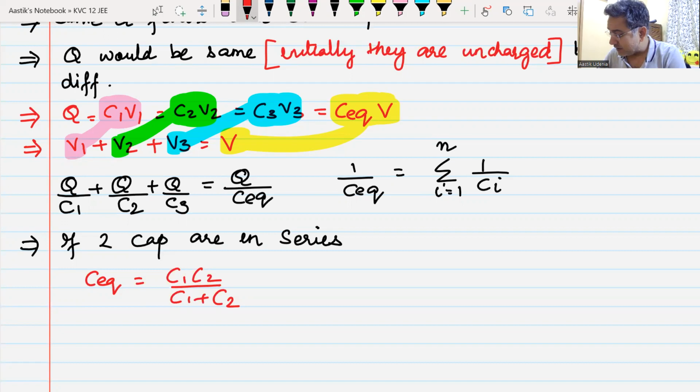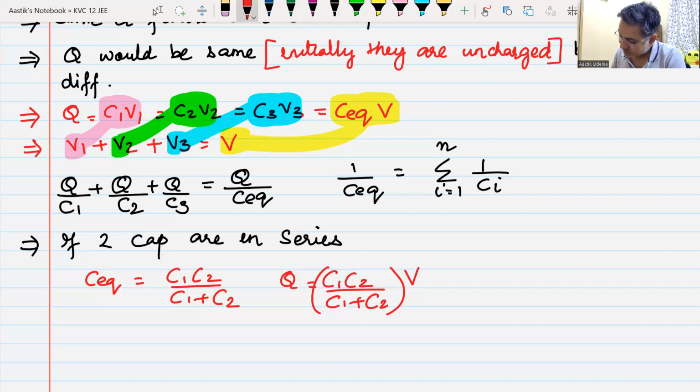You can also write the value of V1. How can you write the value of V1? More importantly, you can write the value of the charge coming on each capacitor. The charge coming on each capacitor will be C1 C2 upon C1 plus C2, because that is your C equivalent, multiplied by V. Do we understand this? Yes, sir. What will be the value of V1?